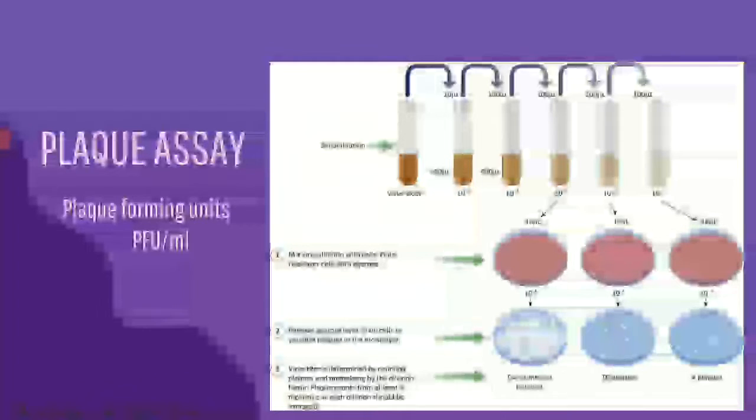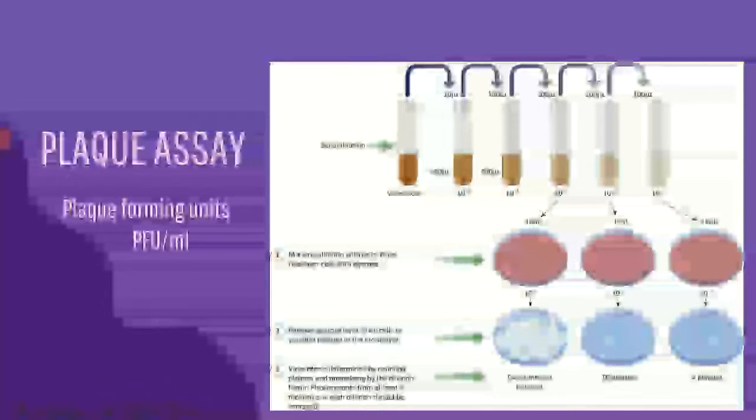Those assays or those methods are called infectivity assays, and the plaque assay is one such example of an infectivity assay. Plaque assay is a method wherein we determine the viral titer in the form of plaque forming units per ml, abbreviated as PFU per ml. So the known amount of virus can be obtained from here, and then we can do our subsequent work.